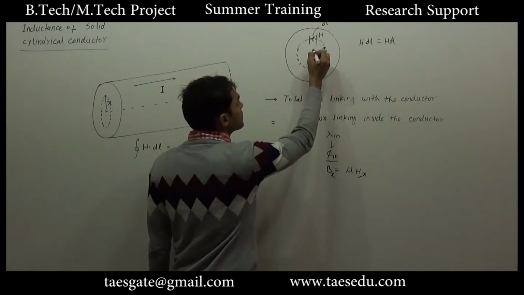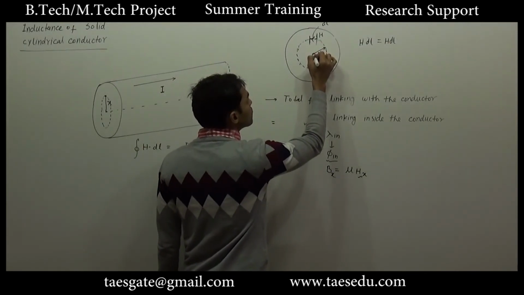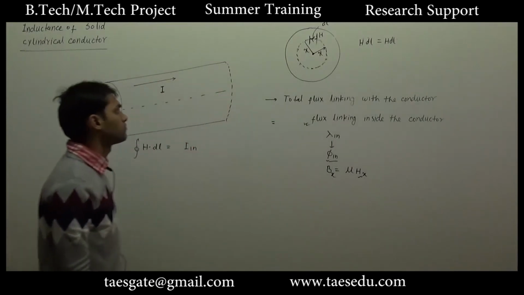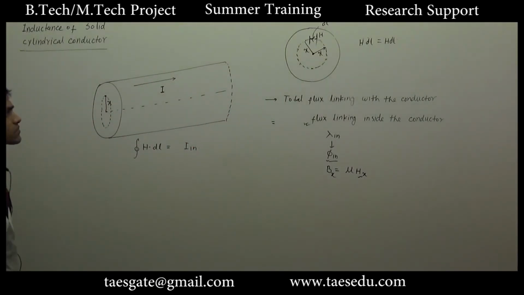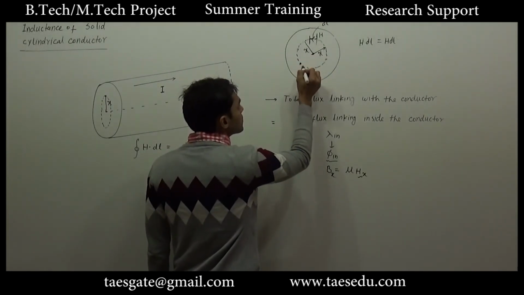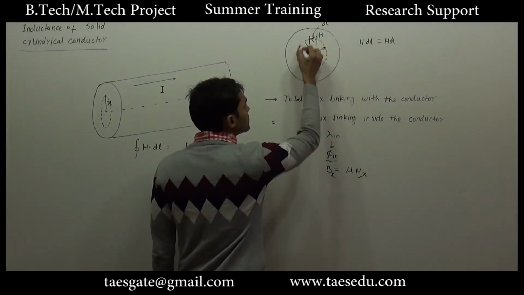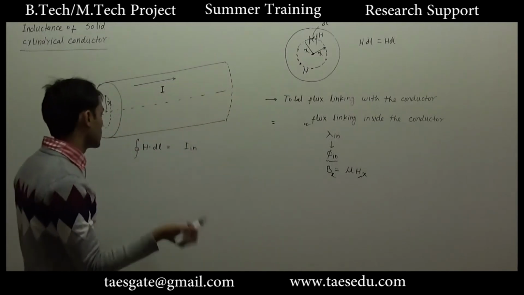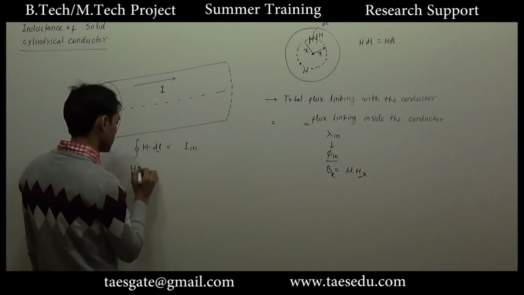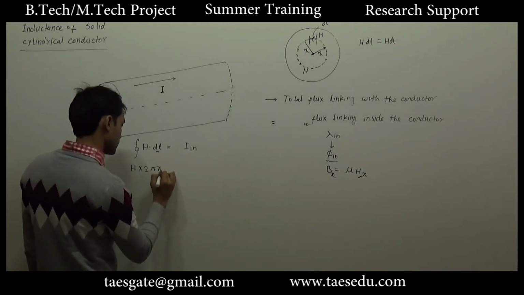And due to symmetry, each point is at equal distance from the axis, so at each part of this periphery, H will be the same. So H can be taken outside the integration, and the integration of dl will be 2 pi x.